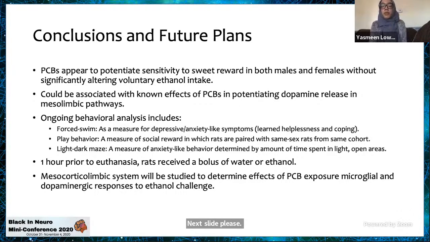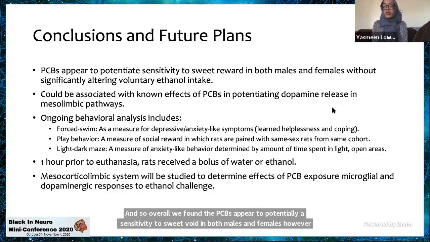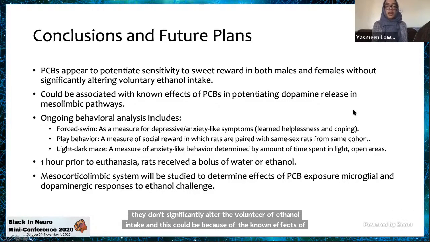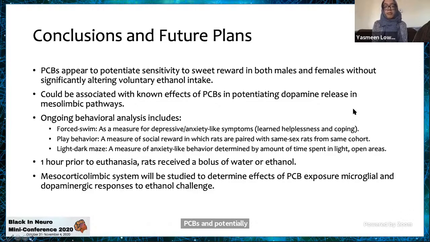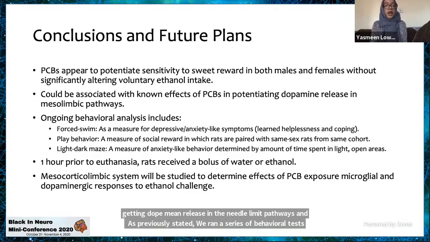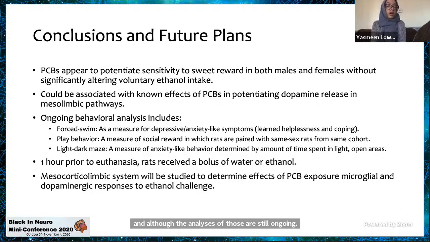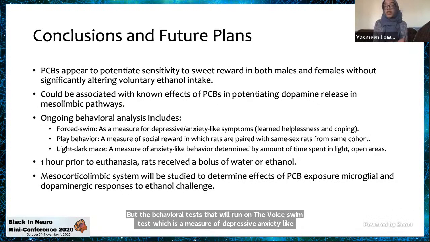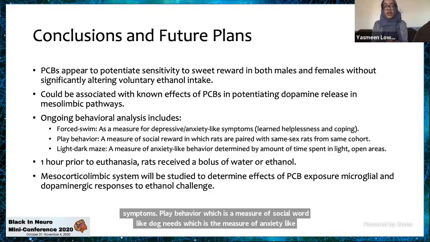And as previously stated, we ran a series of behavioral tests, and although the analyses of those are still ongoing, the behavioral tests that we ran are the forced swim test, which is a measure of depressive or anxiety-like symptoms, play behavior, which is a measure of social reward, and a light dark maze, which is a measure of anxiety-like behavior. And then we also, 1 hour prior to euthanasia, rats received a bolus of either water or ethanol, and then their brain tissues were collected, in which we'll run qPCR or immunohistochemistry to study the mesocorticolimbic system, and will determine the effects of PCB exposure on microglia and dopaminergic responses in response to that ethanol challenge.